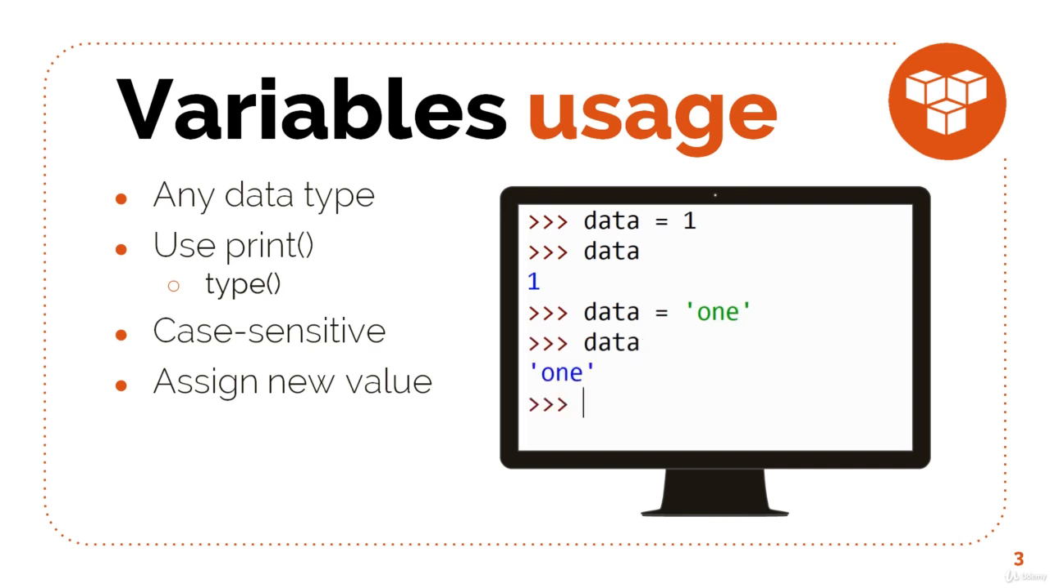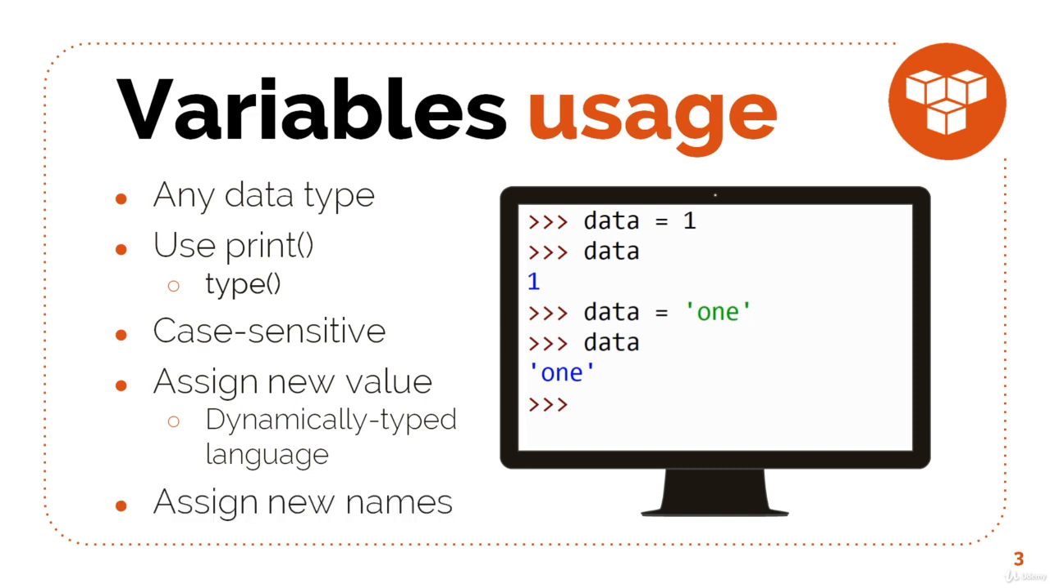This also highlights that Python is a dynamically typed language, which means you do not need to declare which data type you will be using with your variables, as we went from using an integer to a string. There are static languages where you have to declare which data type you will be using with your variable. Finally, we can assign new names to older variables. For example, we can assign the data variable to another variable called new, and now new holds the same value as data.